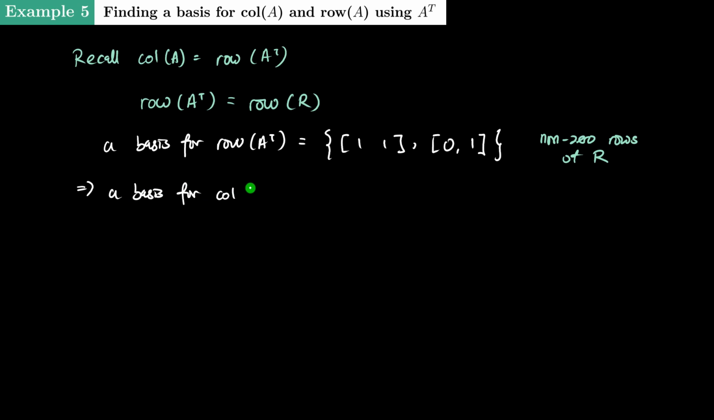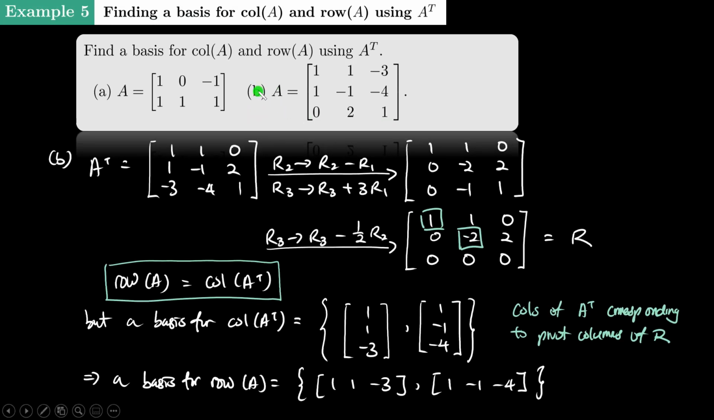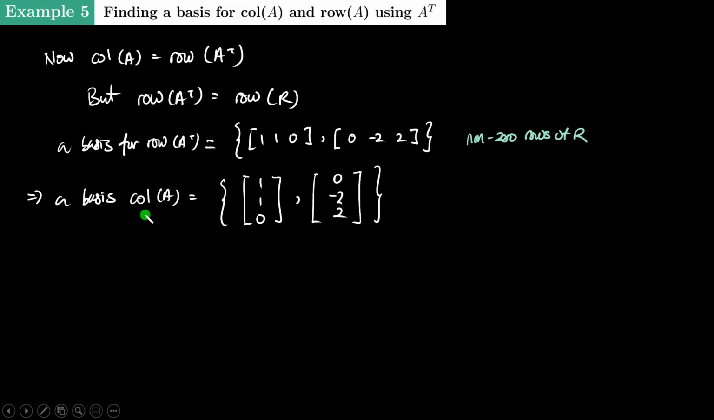Therefore, this implies that a basis for the column space of A, which is equal to the row space of A transpose, is equal to 1, 1, 0, 1. These are essentially the same vectors as these two, except that they are now in column vector form. Now for part B, I shall not elaborate further because the procedure is exactly the same. I will just show you the answer and then you can check against your own answer. You can pause the video at any moment. So this is a basis for the row space of A, and this is a basis for the column space of A.